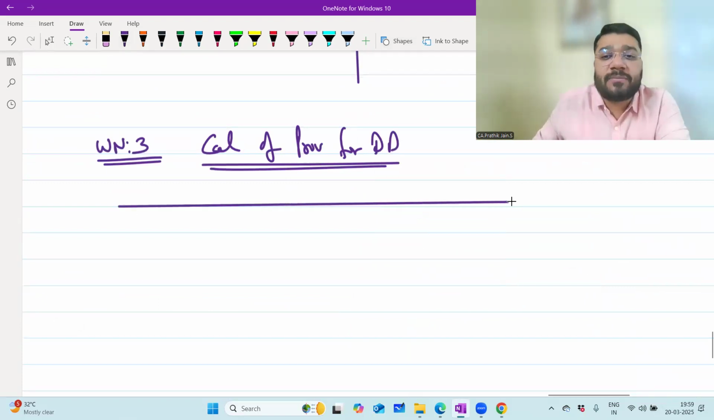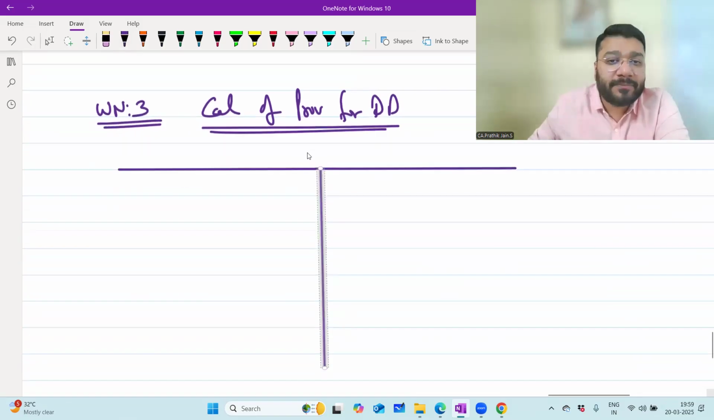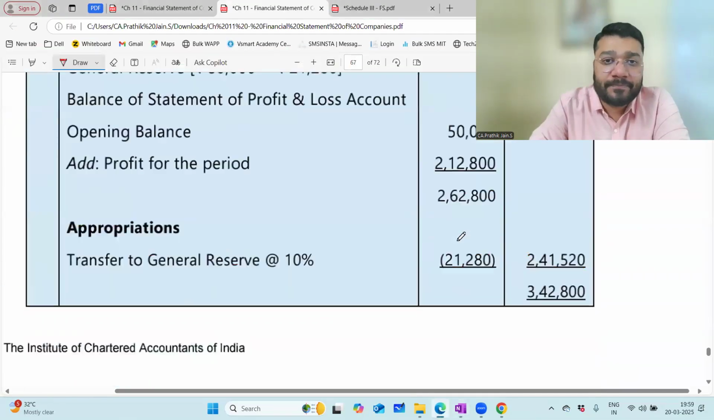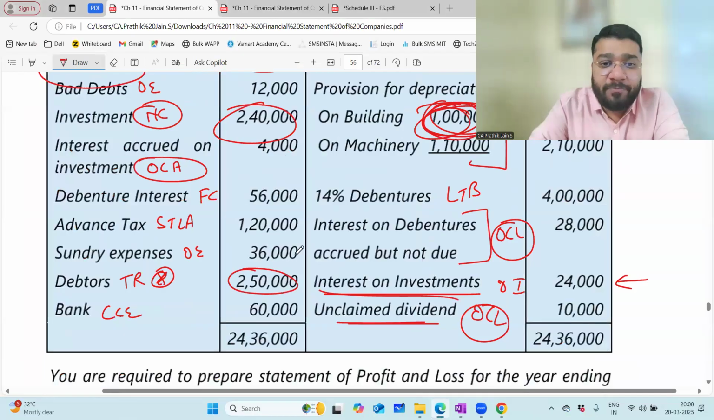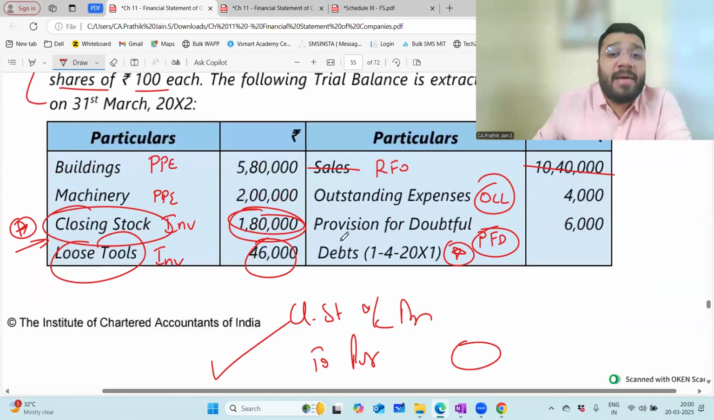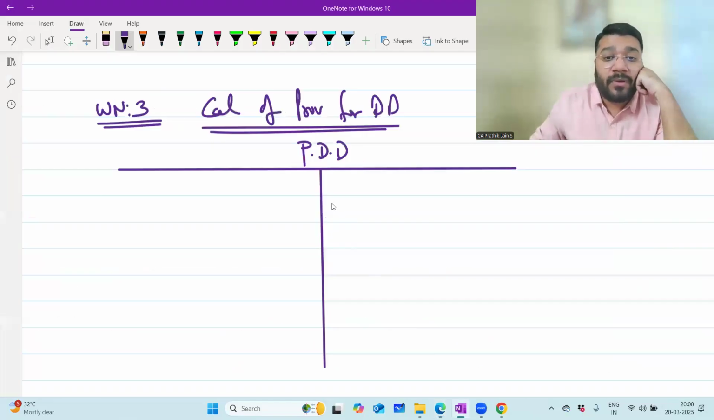We'll open the ledger. Provision for doubtful debt. Please tell me, what is the opening balance of PDD? It is very clearly mentioned in the question. Trial balance, provision for doubtful debt on 1/4/2001. Opening balance is 6,000 rupees. So on 1/4/2001, by balance brought down 6,000 rupees.